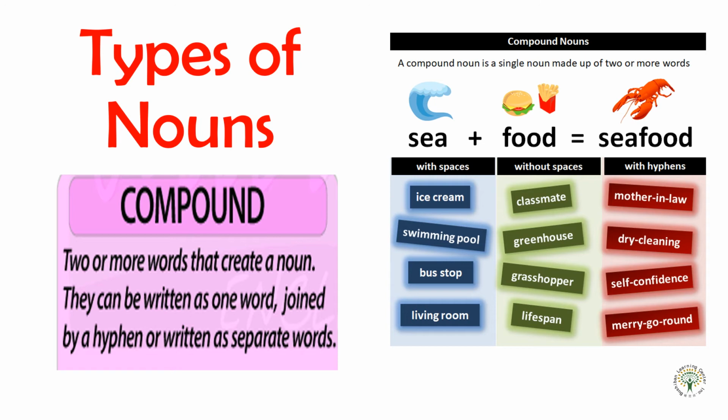Some compound nouns are written with spaces or as separate words, such as ice cream, swimming pool, bus stop, living room. Some nouns are written without spaces, or as one word. For example, classmate, greenhouse, grasshopper, or lifespan. Some nouns are written using hyphens, such as mother-in-law, self-confidence, or merry-go-round.